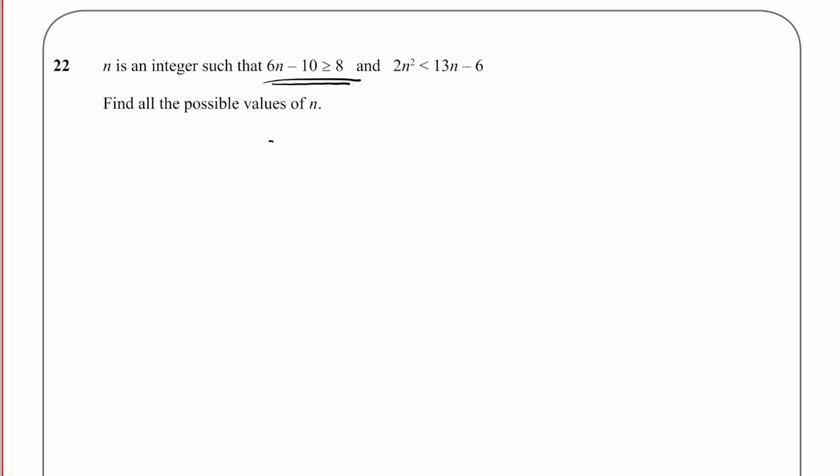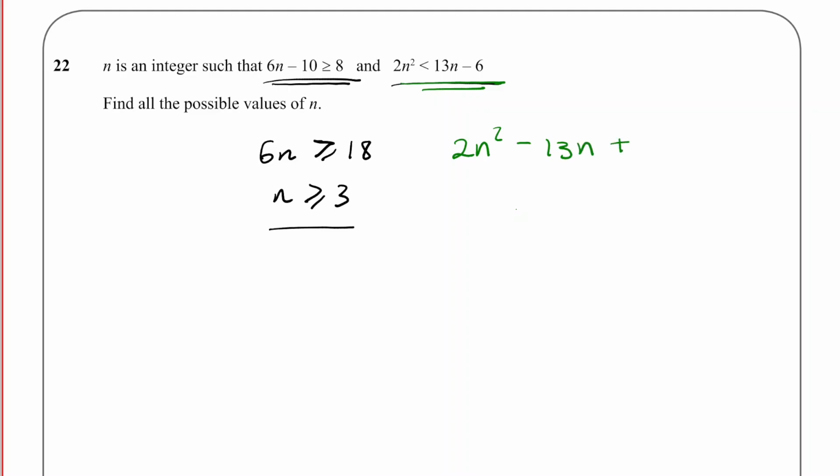Plus 10 to both sides. 6n is greater than or equal to 18. Divide both sides by 6. n is greater than or equal to 3. For the quadratic one, let's make it equal to 0. So minus 13n and plus 6 to both sides.